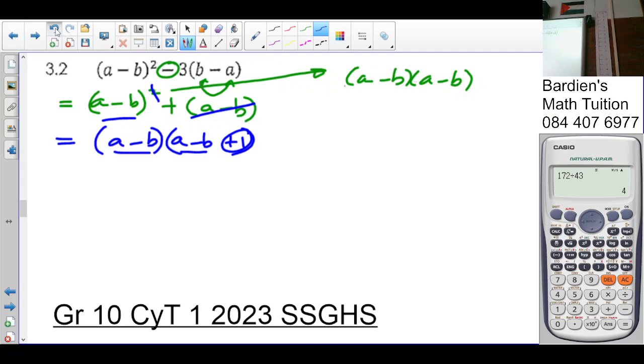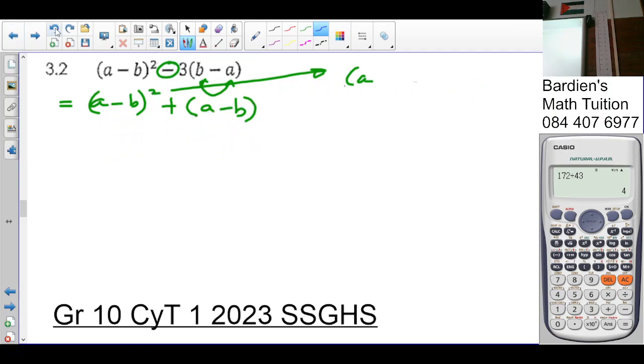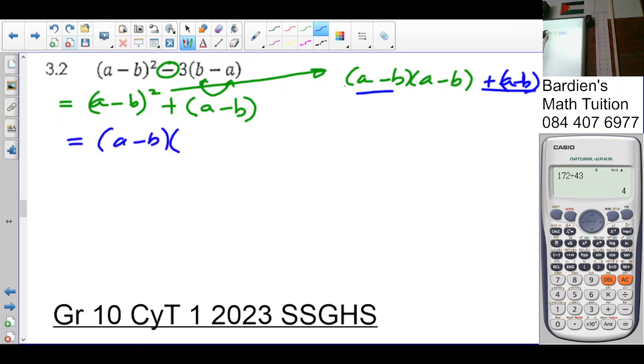Otherwise, you can look at it from this angle by saying there's a plus a minus b there, and you can take out a minus b as a common factor. If I take out the one, I'm left with the other, a minus b. If I take that out, I'm left with plus 1.